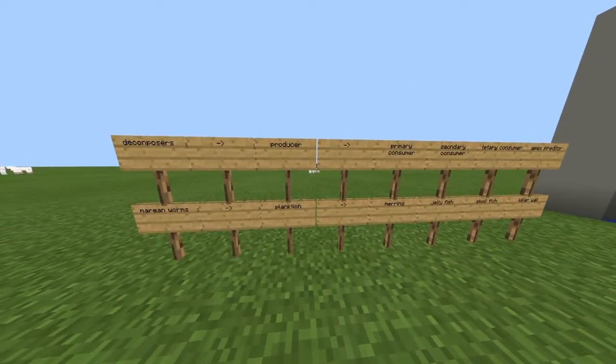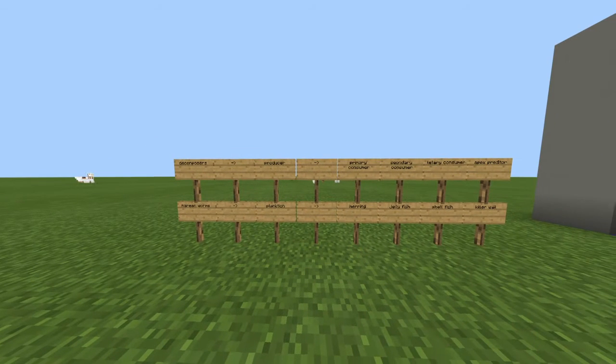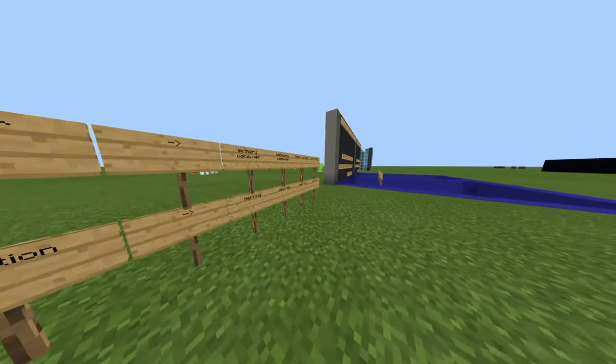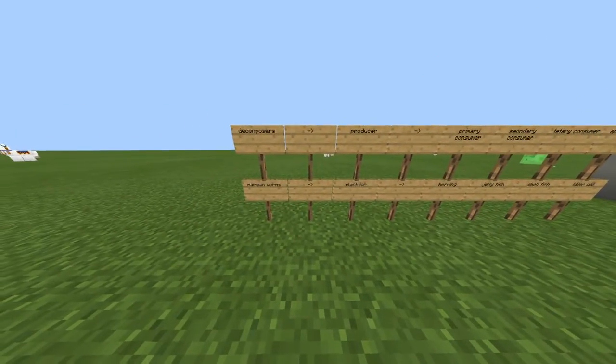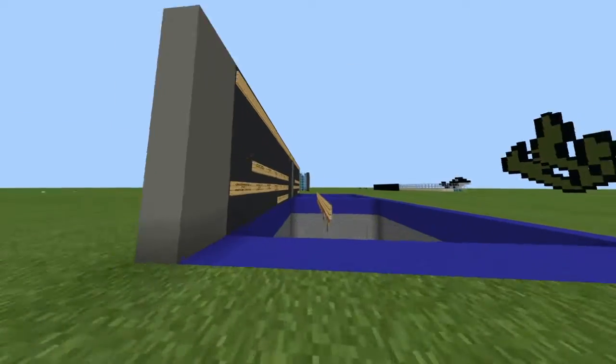And then this is just like a straight line where they all go. I have another food web. The decomposers go to the producers and then they go to the primary consumer. They go to the secondary consumer. Then they go to the tertiary consumer, and then they go to the apex predator, which are marine worms, plankton, herring, jellyfish, shellfish, and the killer whale, also known as the orca.